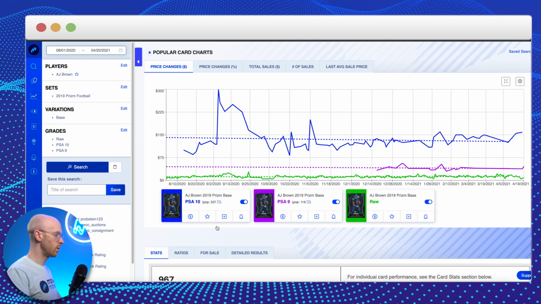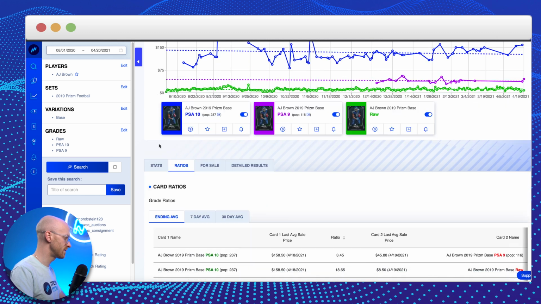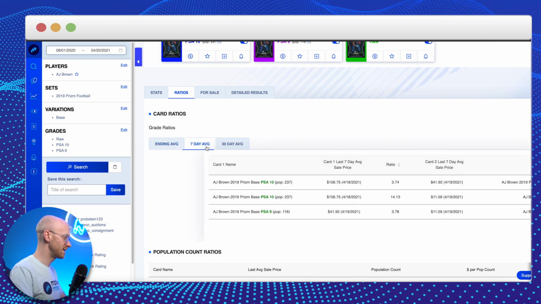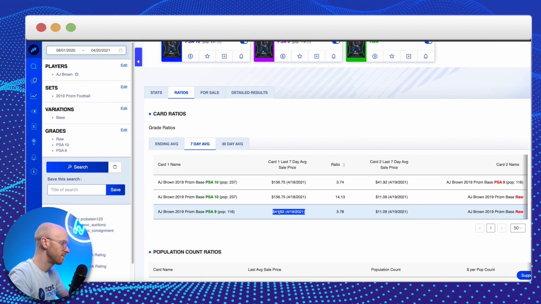Obviously, we're waiting for PSA to open back up. You could go with one of the other grading companies. We're now offering CSG and BGS submissions through our partnership with Got Baseball Cards. So let's check the ratios. And you can see that his PSA 10 base, Pop 237, to his raw is 18.65. Even if we do the last 7-day average, let's say 14. And again, if you hit a PSA 9, you're looking at around $42. So you're basically making your money back.